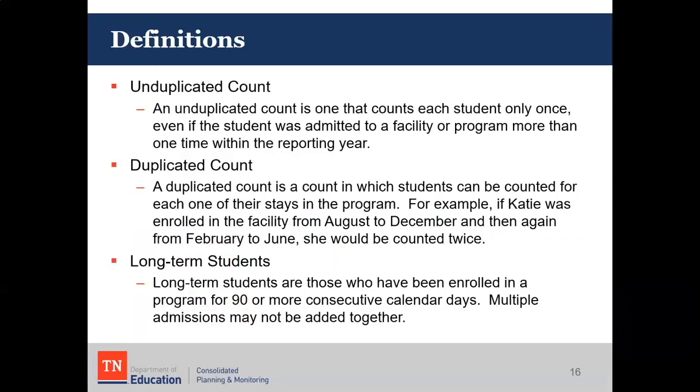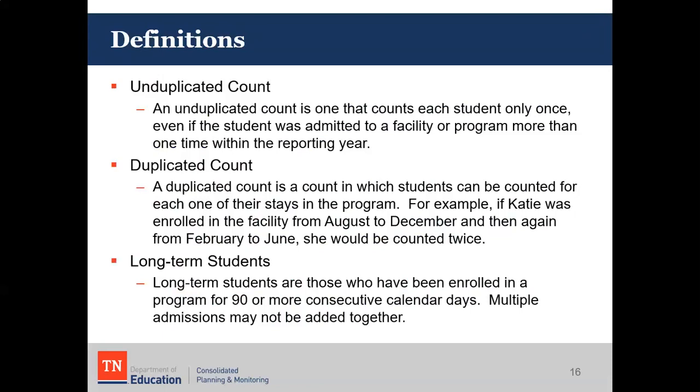A couple key definitions before we jump into the different areas. First definition is unduplicated count. So an unduplicated count is one that counts each student only once, even if the student was admitted to a facility or program more than one time within the reporting year. Whereas a duplicated count is a count in which students can be counted for each one of their stays in the program. For example, if Katie was enrolled in the facility from August to December, and then again from February to June, she would be counted twice.